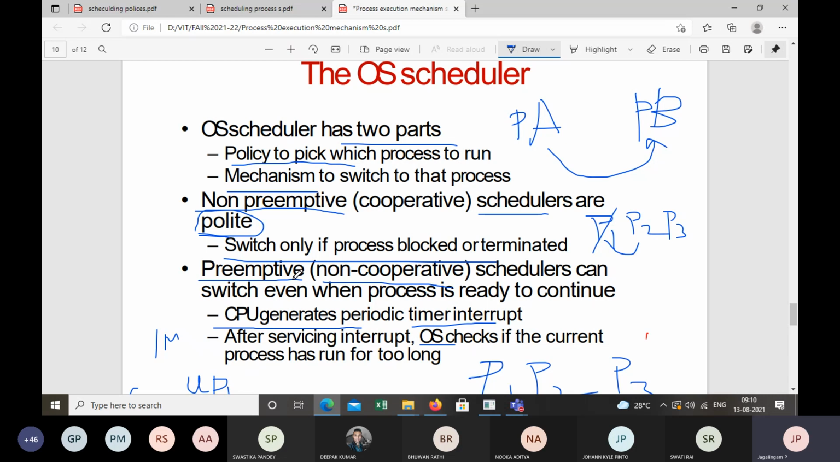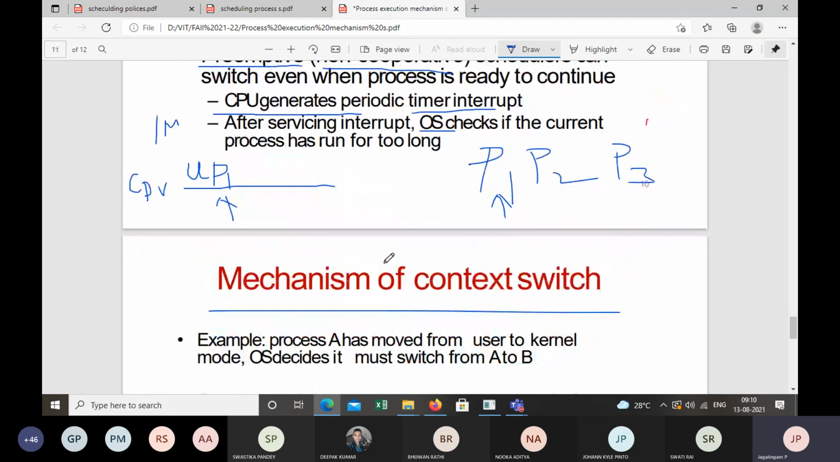What are the different situations in which the process cannot run? When it requires data from the disk, or if it has executed its last line. Good. Whether it is terminated or blocked, only in those cases, in the case of non-preemptive, does the CPU switch from one process to the other process.